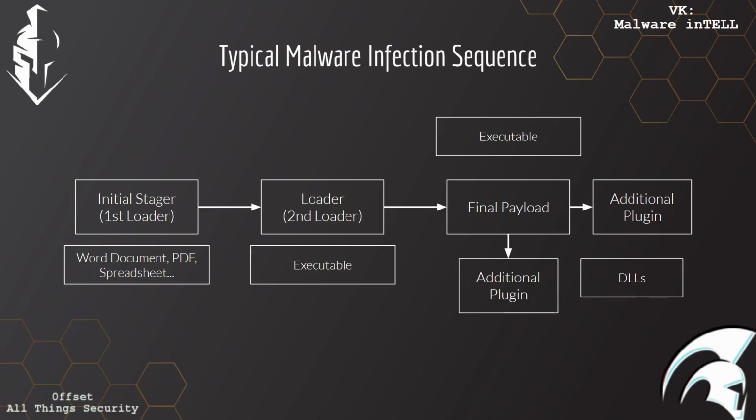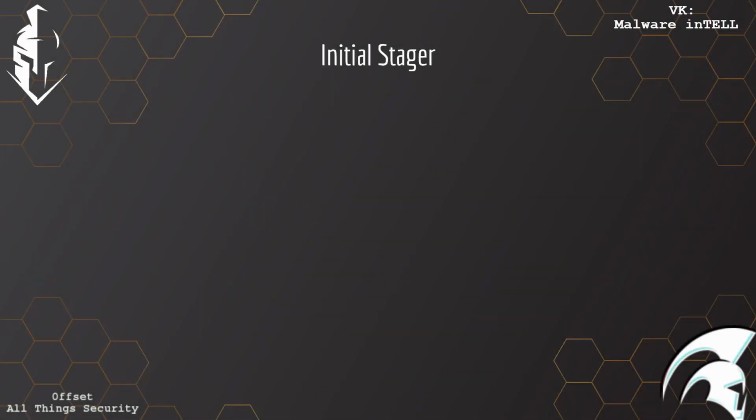So sometimes there's two loaders, sometimes there's one, sometimes there's three. It all depends on which group you're dealing with. But this is another method of potential threat intel, where you can gather information on how they like to infect machines. So one group using the specific malware family may use one loader, another might use two, and so on. So moving on from here, let's have a look at initial stages.